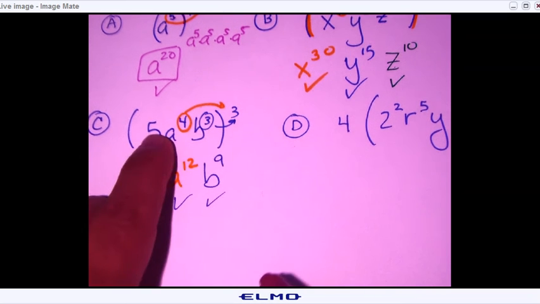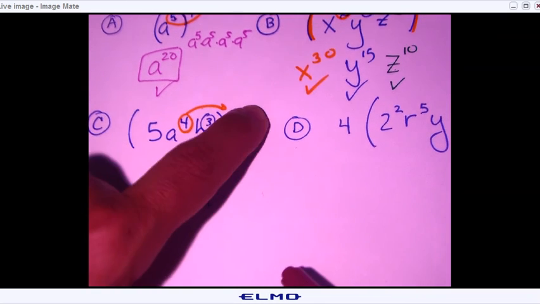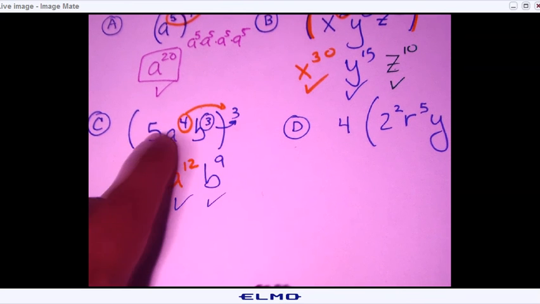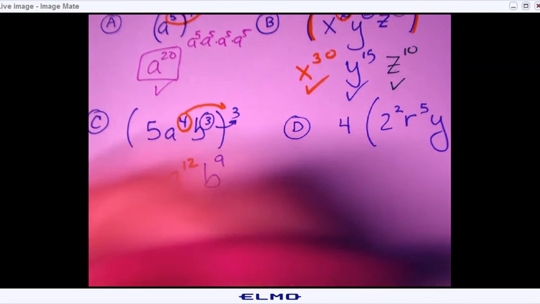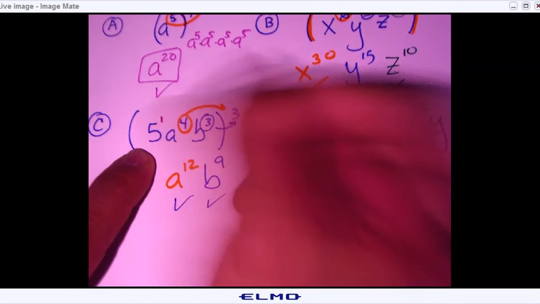Now this little piggy is where people made a mistake. People said, oh, 5 times 3. No, it's not. It's 5 to the power of 3. So always just put a 1.